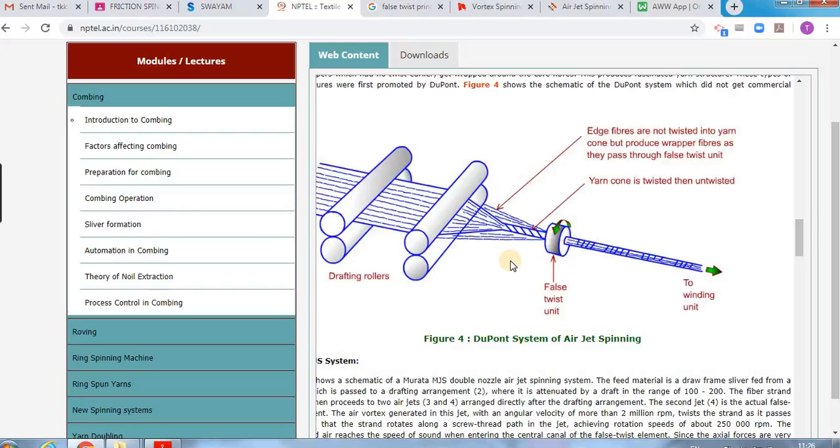In the next video, we will see how DREP3 is working under the false twist principle. Then in another video, we will see the working of MJS spinning.